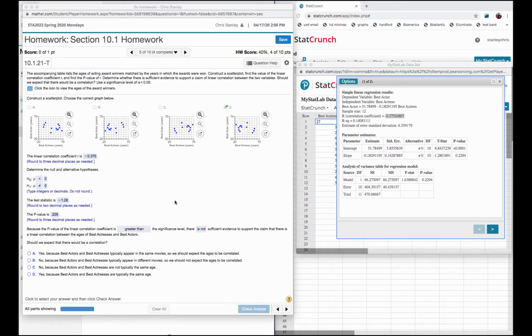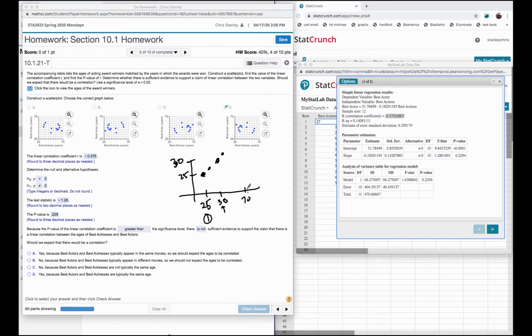I'm just reading through this last one. Should we expect them to be the same? So what they're saying is, say this is one of the years they studied. Say this is the first year. Let's say the best actress was 25, do we expect the best actor to be 25? If the best actress was 30, do we expect the best actor to be 30? If the girl's age was the same as the guy's age for every single year, you would get a perfect line.